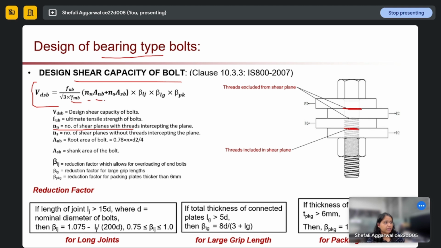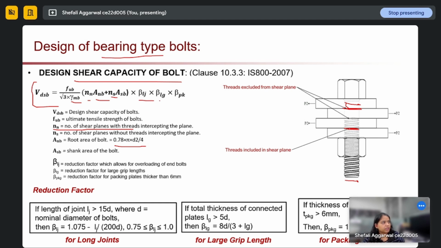Next is the area of bolt at the threaded part, A_nb. It is normally taken as 0.78 times the area of the nominal diameter. This is the D at the shank. So 0.78 of this area is taken as the area at the threaded part. Next is n_s. n_s means shear planes without threads. In this case, we have two shear planes without threads. And similarly, the area of shank we will take.